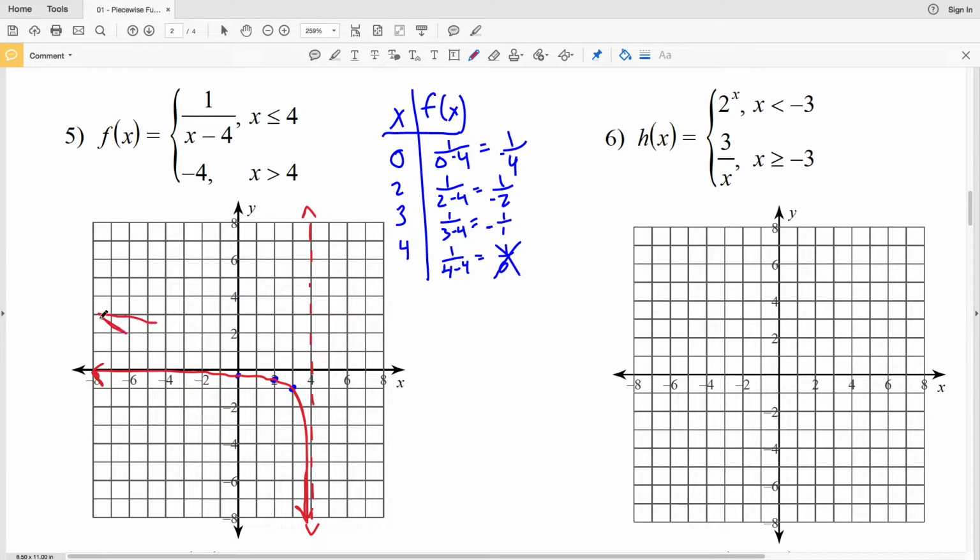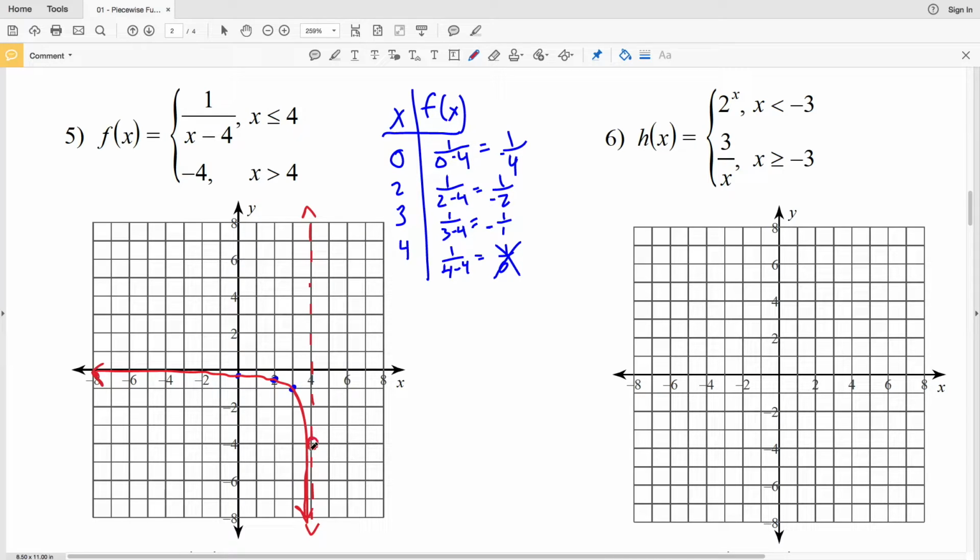So as x approaches negative infinity, we're getting closer and closer to 0, and as x approaches 4, we're getting closer and closer to negative infinity. Now we'll look at the second part of this function, which says that for values where x is greater than 4, we're going to be at negative 4 in the y.